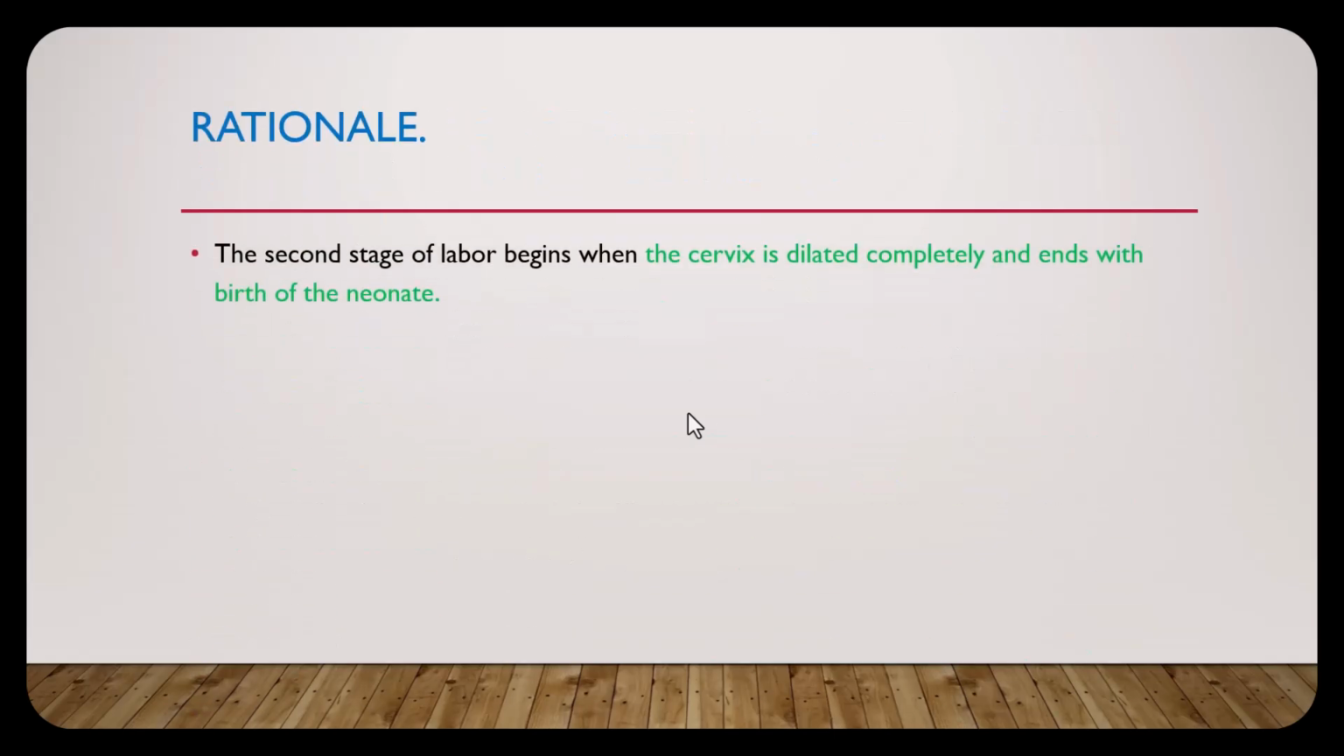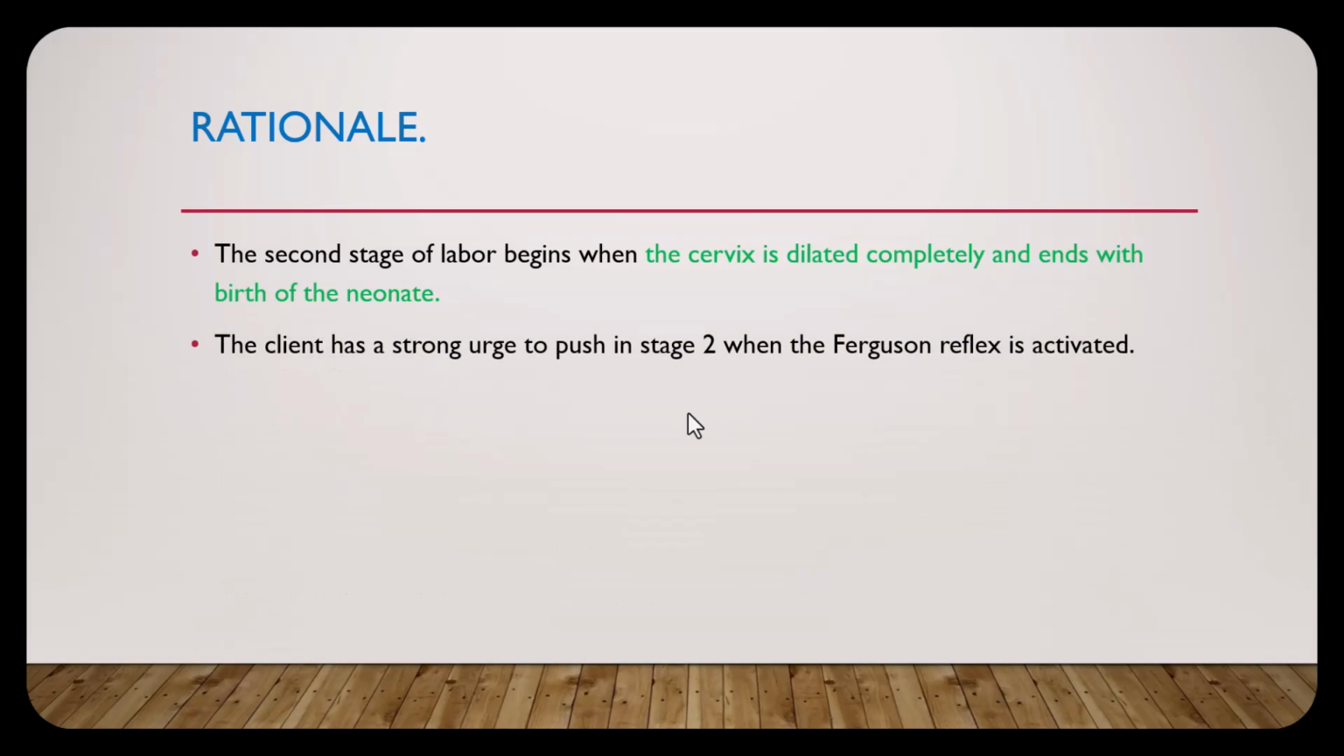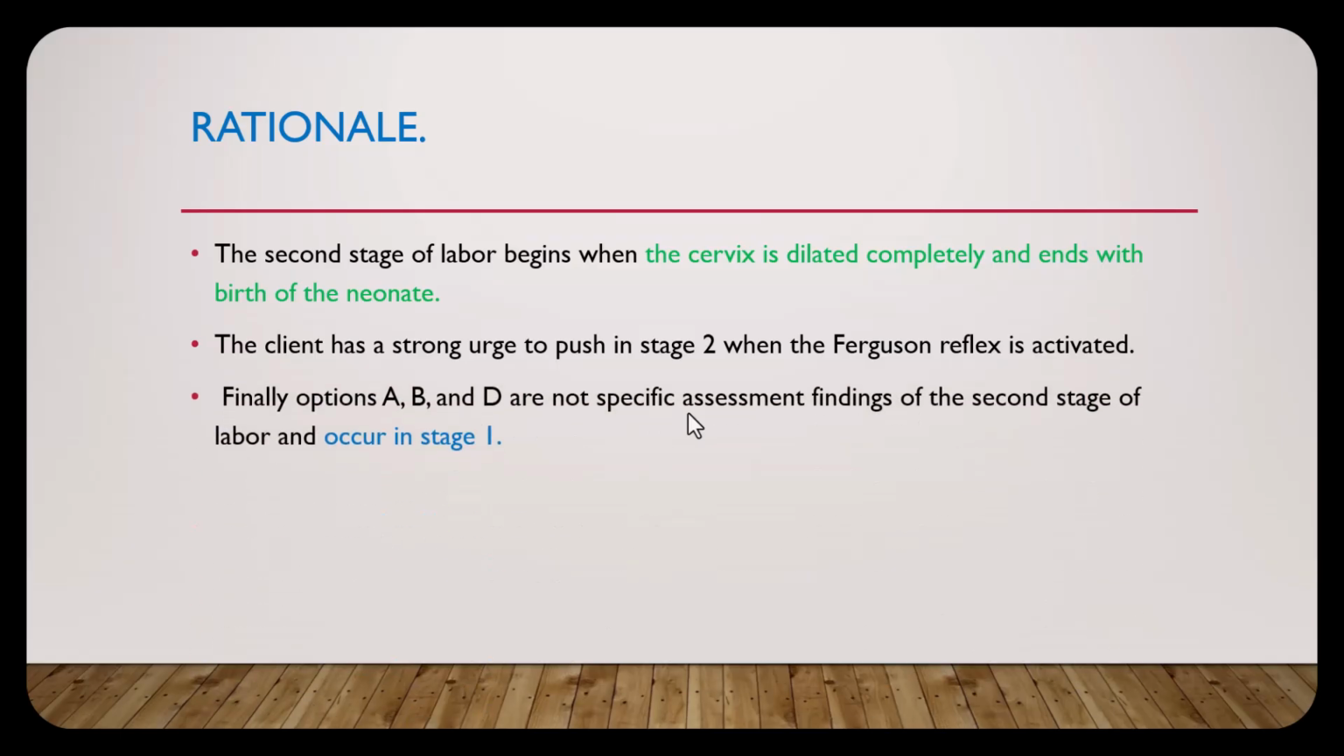The second stage of labor begins when the cervix is dilated completely and ends with birth of the neonate. The client has a strong urge to push in stage 2 when the Ferguson reflex is activated. Finally, options A, B, and D are not specific assessment findings of the second stage of labor and occur in stage 1.